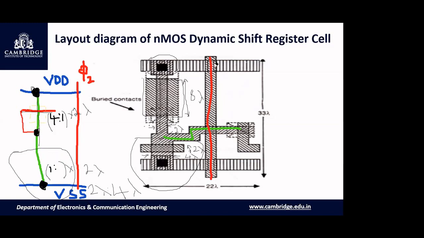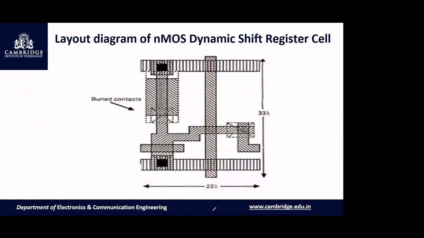So I think I got an idea how to draw the layout for the NMOS dynamic shift register cell. Once the layout is drawn, we'll get to know the area. I need the area. So this is 22 lambda, and this is 33 lambda. Length into width, you'll get the area.